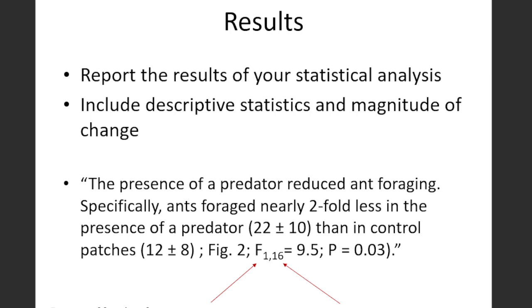Report the results of your statistical analysis. Include descriptive statistics and magnitude of change. The presence of predators reduced ant foraging. Specifically, ant foraging was twofold less in the presence of predators, 22 plus or minus 10, than in the control patches, 12 plus or minus 8 (Figure 2; F, degrees of freedom of treatment, which is 1, and then 16, which is degrees of freedom for error, equals 9.5; semicolon, P equals whatever the P value is).